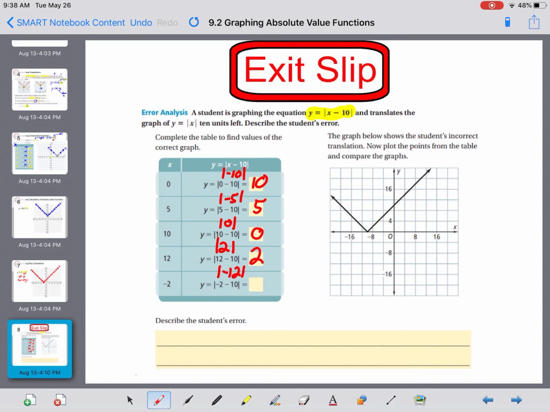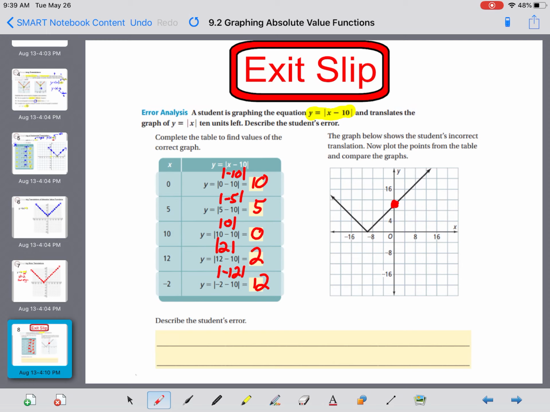12 minus 10 is 2. The absolute value of 2 is 2. Negative 2 minus 10 is negative 12. The absolute value of negative 12 is 12. The graph below shows the student's incorrect translation. Now plot the points from the table and compare.